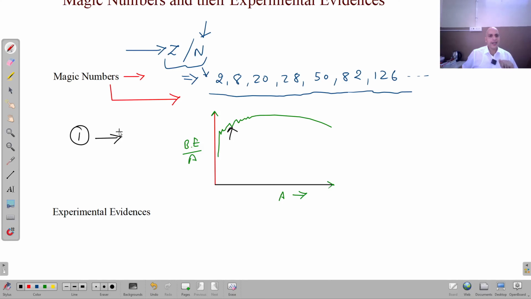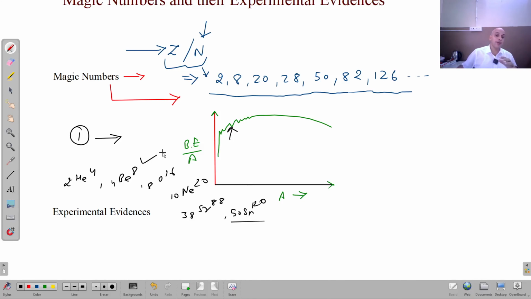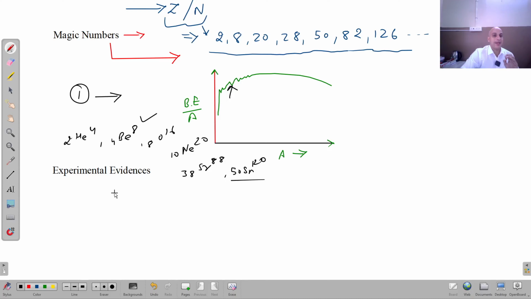If we write down those nuclei which have high binding energy as compared to their neighbors, they include 2He4 helium, 4Be8 beryllium, we have seen it. Then 8O16 oxygen, right? Then 10Ne20 neon, right? All these have high binding energy. Then we have 38Sr88 strontium, right? Then 50Sn120 tin, right? So this list is quite long. These are the nuclei at which we got a sudden increase in the binding energy, or peaks in the binding energy curve. So this is the first experimental evidence that points toward the existence of magic numbers.